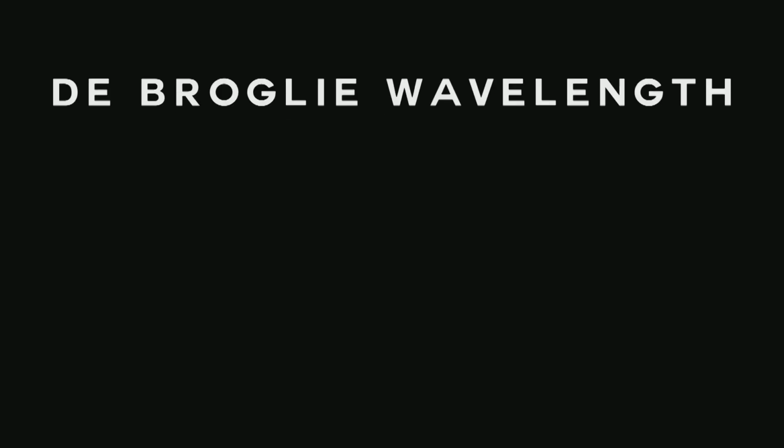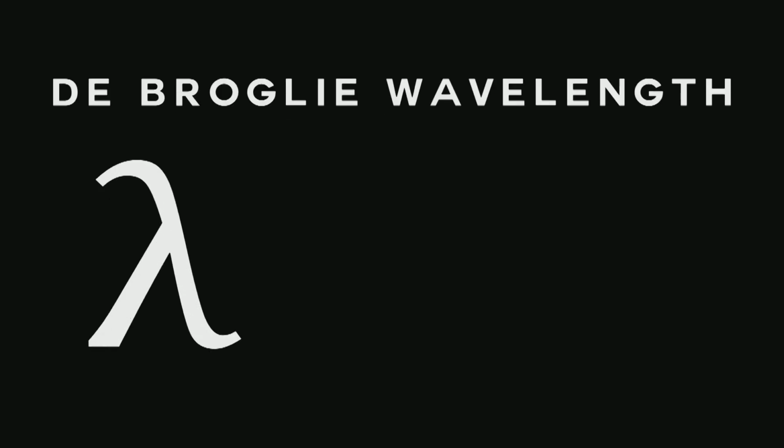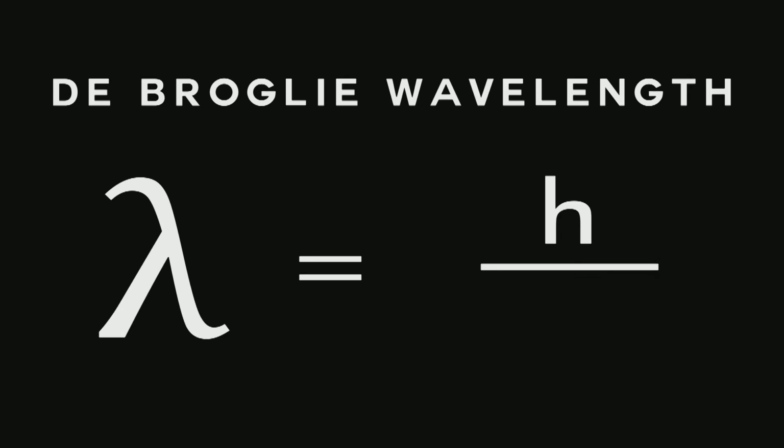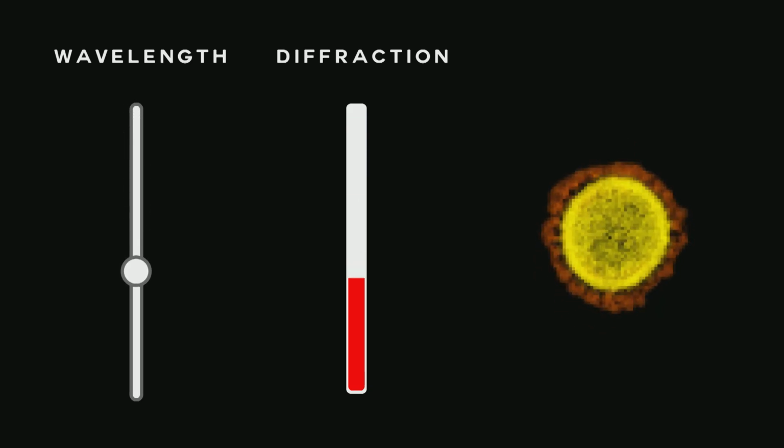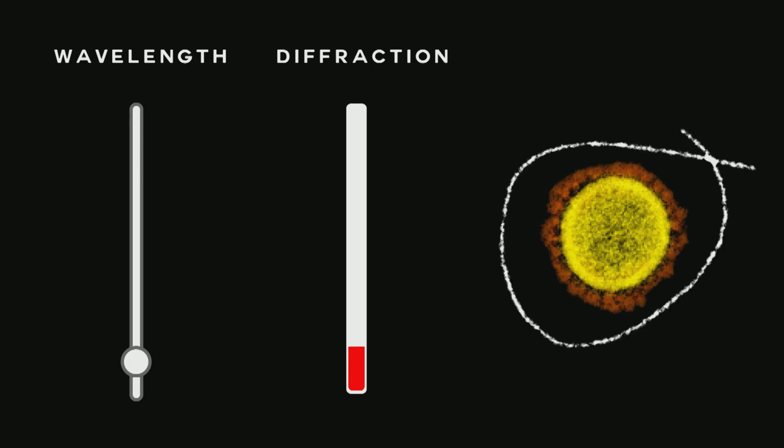The de Broglie wavelength equation states that the wavelength of a matter is inversely proportional to the mass and velocity of the particle. Using a fast-moving electron, we can produce a wave with a wavelength about 1,000 times shorter than that of a photon. The shorter wavelength decreases the occurring diffraction, which results in a higher resolution that is needed to inspect small specimens like the SARS-CoV-2 virus.